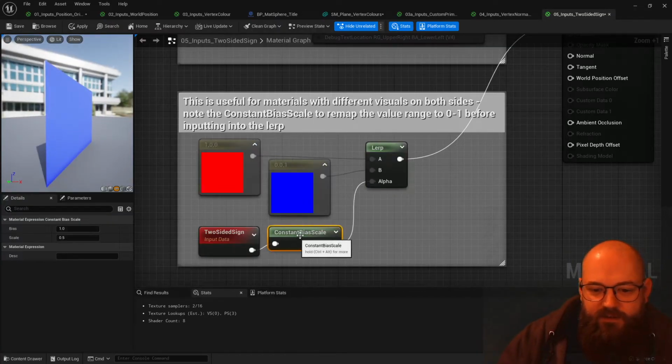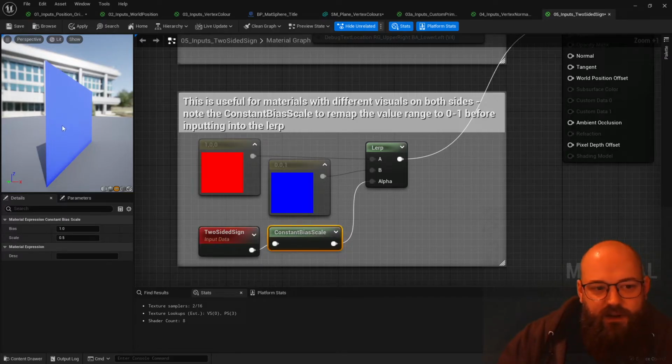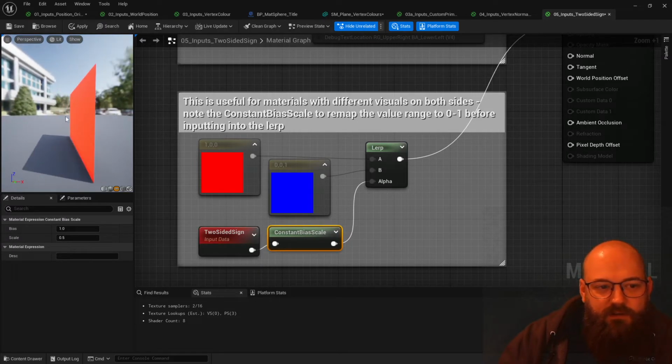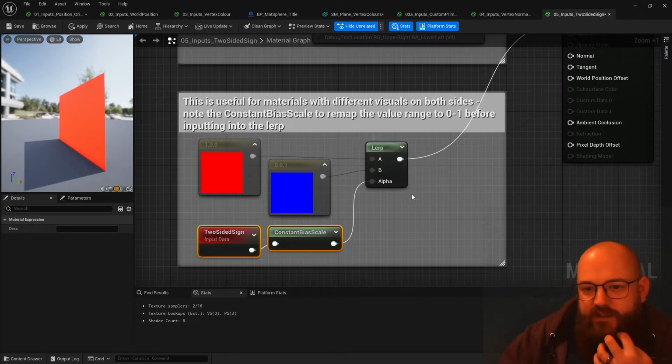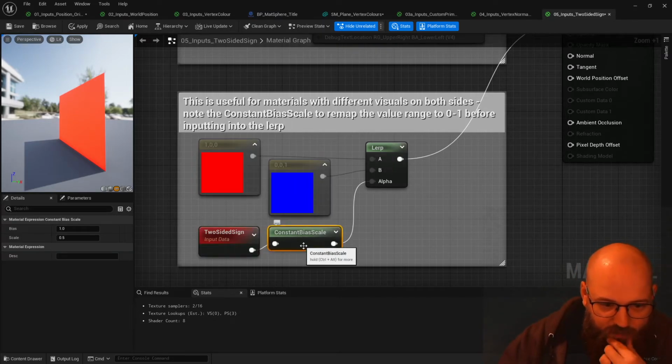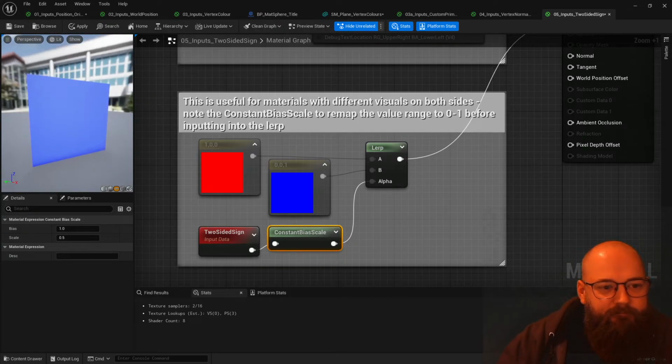One thing to note, I've just used a constant bias scale here to remap that so it's 0 and 1 rather than 1 and -1. Otherwise we'd get the invert of our colors. So you may need to adjust if you're going to use this with the lerp. Constant bias scale here, just remapping our values from -1 to 0 at the lower end. Very useful.